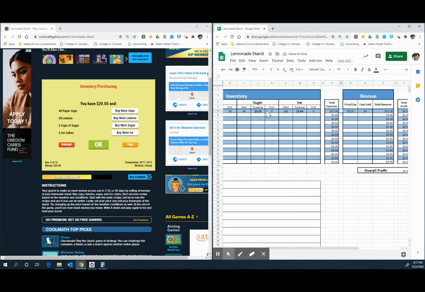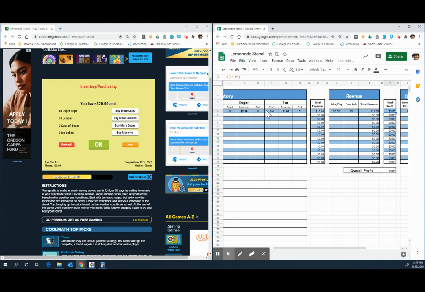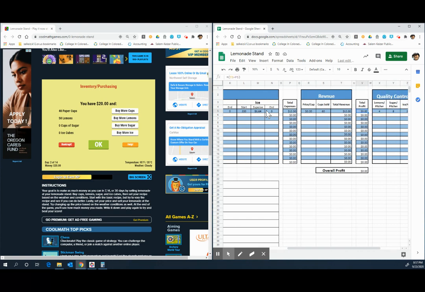Notice here how total expenses were $12. I sold for 20 cents a cup. I sold 60 cups and I came out even. So I have 0 profit. I did not lose money. I did not make money.